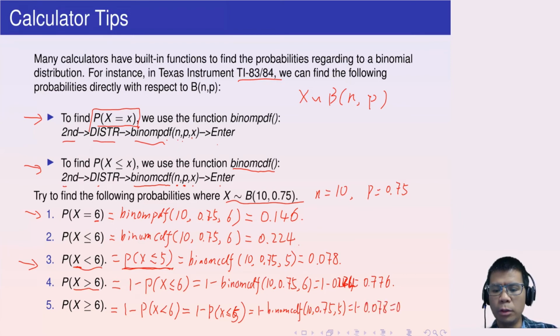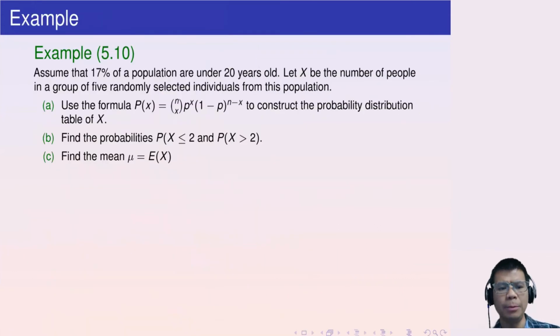0.078. So it's 0.922. Okay, so that's how we do this. All right. Now consider this example. Assume that 17% of the population are under 20 years old. Let X be the number of people in a group of these from this.